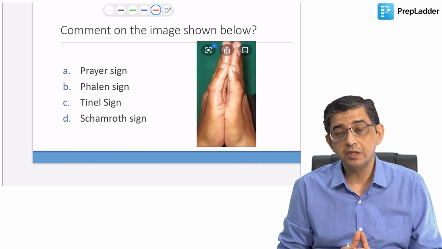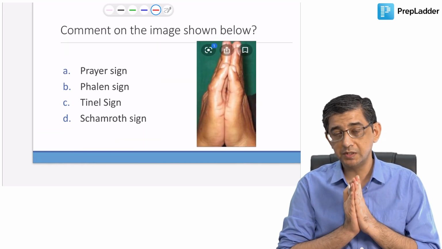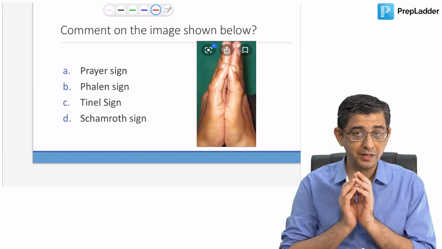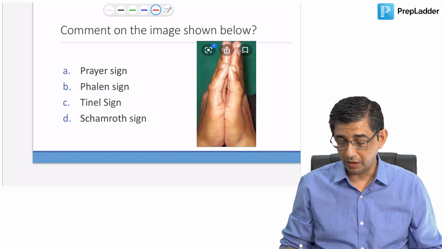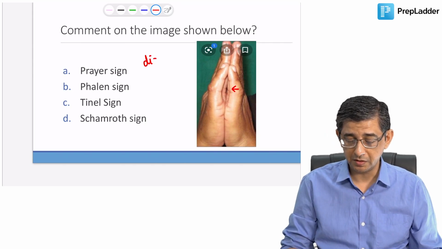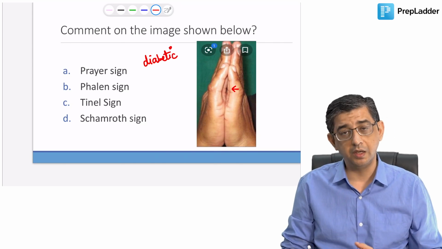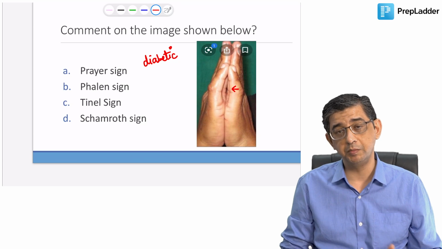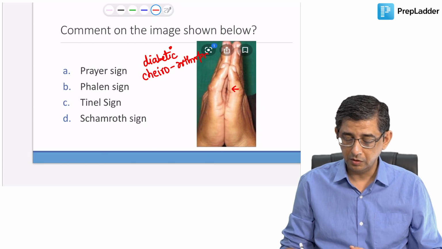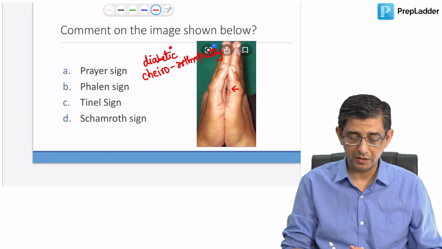Coming to the next question, he has given an image of a person doing a namaste, but you can see that with the little finger, you can notice some contracture. This contracture could be casually referred to as diabetic stiff hand syndrome. Diabetes can cause multi-system involvement, and again, there were two questions on diabetes. One of them is being discussed at the moment. This manifestation is called diabetic cheiroarthropathy. The answer to this MCQ would be the prayer sign.